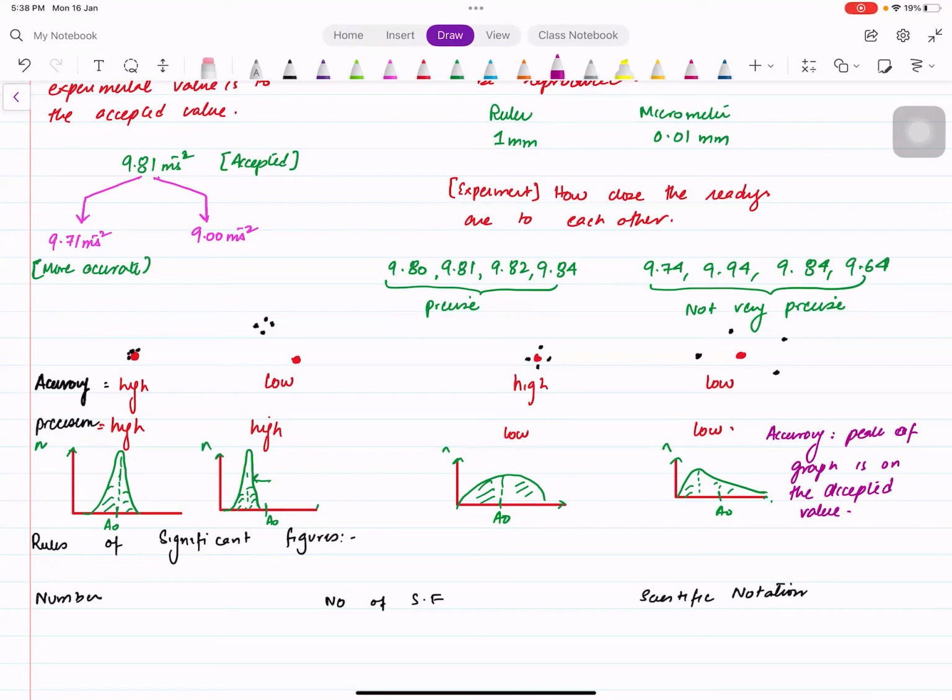And precision would mean that there must be less spread. So the higher the spread, like in the third and fourth graph, the lower the precision, because the values are ranging from very large to very small. They're not very close to each other. Do you understand this?